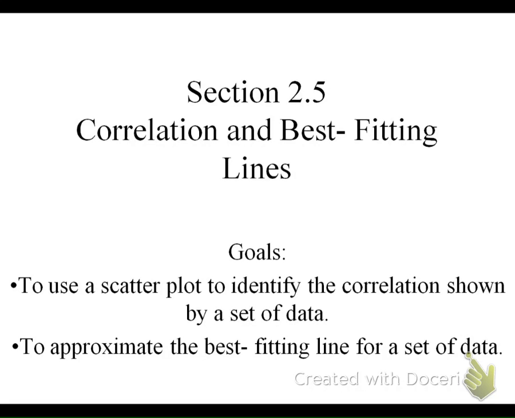Today we're doing section 2.5. It's all about correlation and best fitting line. We're going to talk a lot today about scatter plots. It's just a way to show data, usually when you're talking about two things, because they're all ordered pairs. And then we're going to approximate the best fitting line for a set of data.